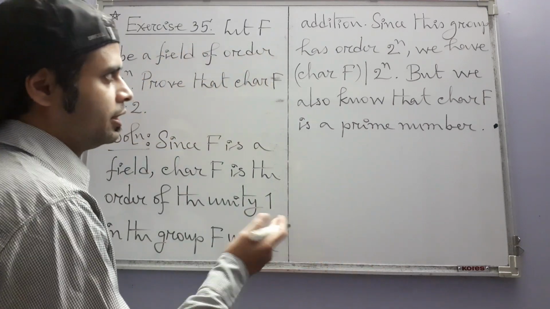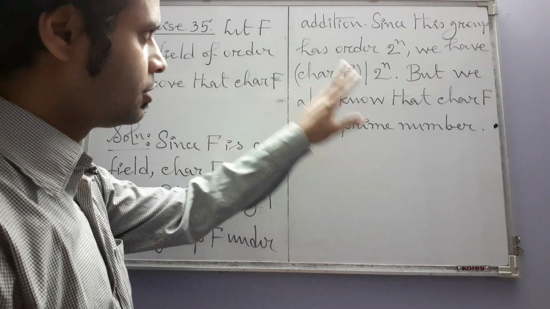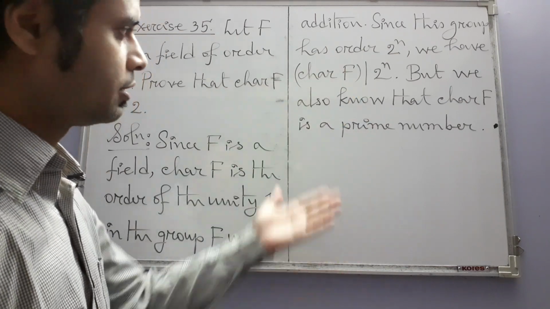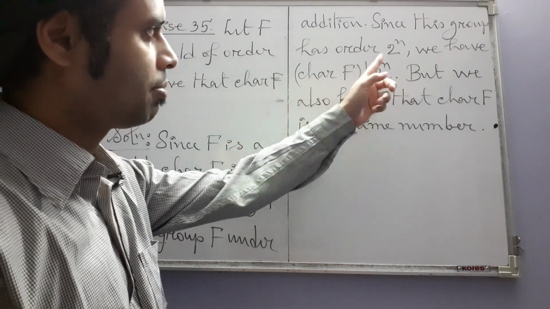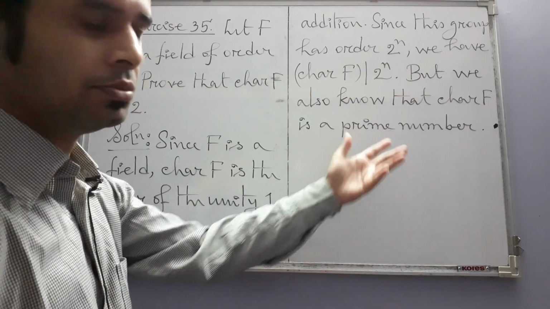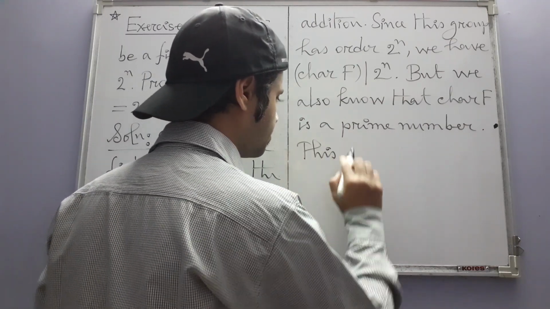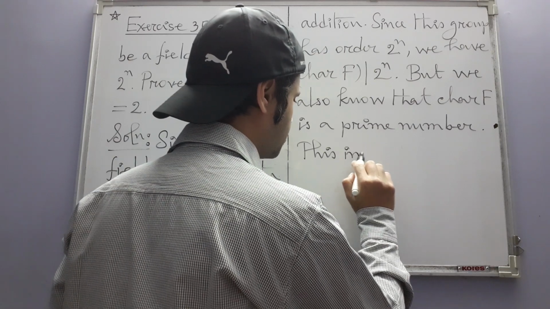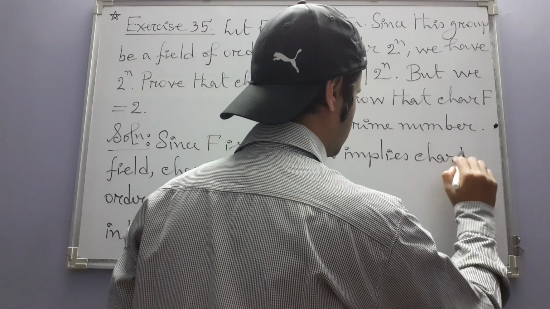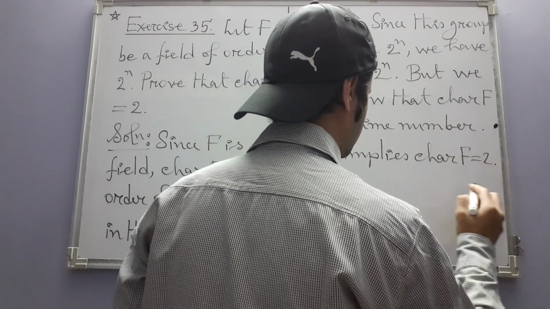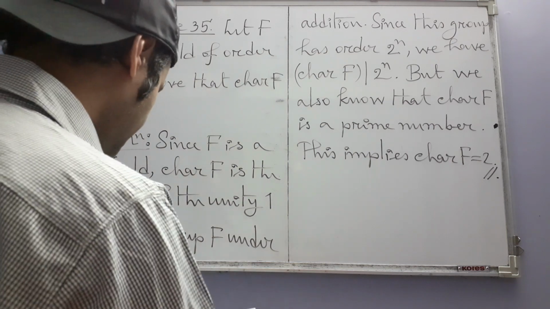So what do we get from these two things? Namely, that it should be equal to 2. There is no other choice. It has to divide 2 to the power n. So the only prime dividing a power of 2 is 2. This implies the result, so that's how we have our solution. Let's see the next one.